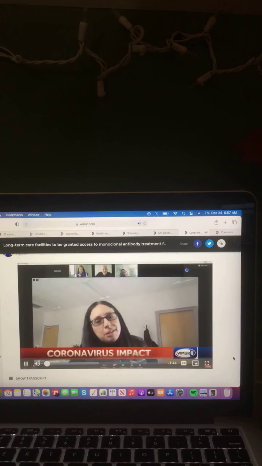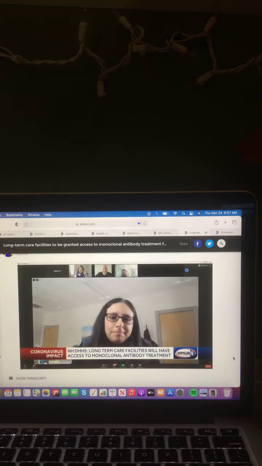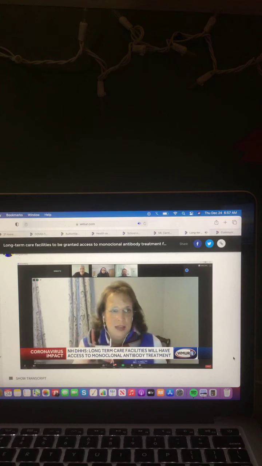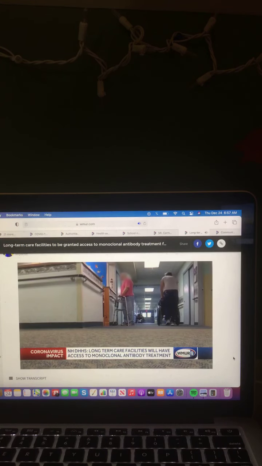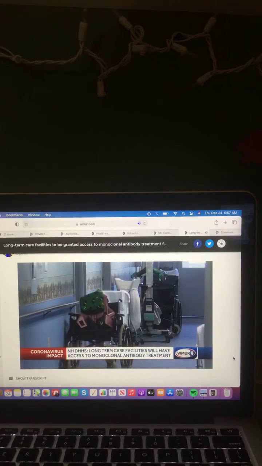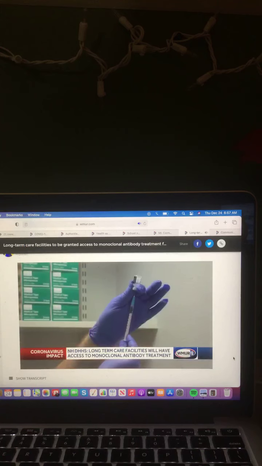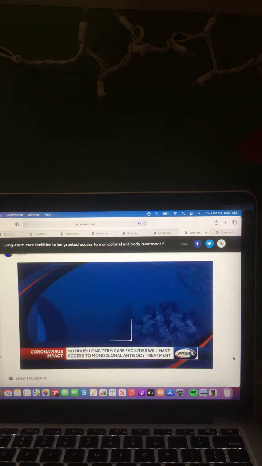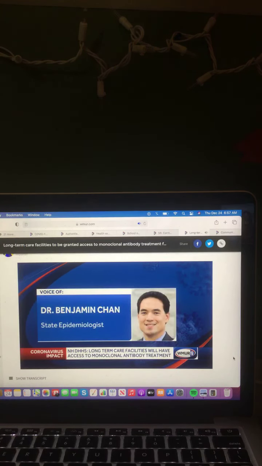Any tools we can put in our toolbox we need to use. New Hampshire's Department of Health and Human Services Commissioner today telling long-term care facilities they'll soon be able to access monoclonal antibody treatment, a one-dose IV infusion previously only available in outpatient hospital settings. Recipients need to be high risk for progressing to severe COVID-19 or hospitalization. These products are primarily intended for use outside of the hospital for people not on oxygen or not on increased oxygen and who have mild to moderate COVID-19 in order to prevent them from being hospitalized in the future.